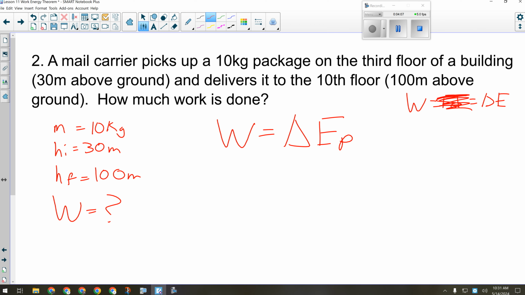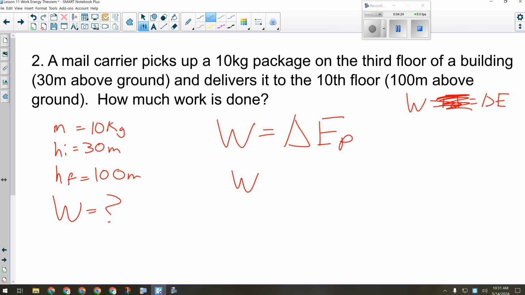Do I have a formula that calculates potential energy? Anybody remember what it is? M times G times H. Okay? You don't have to memorize that. It is on your formula sheet. You probably want that out most of the time here going forward.